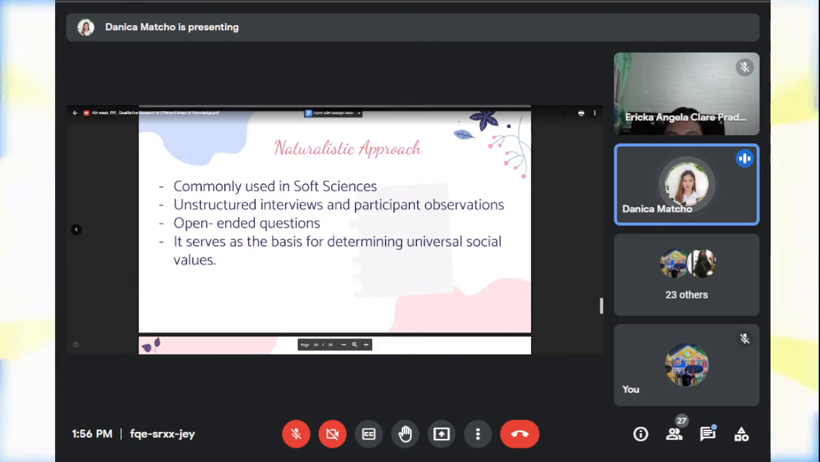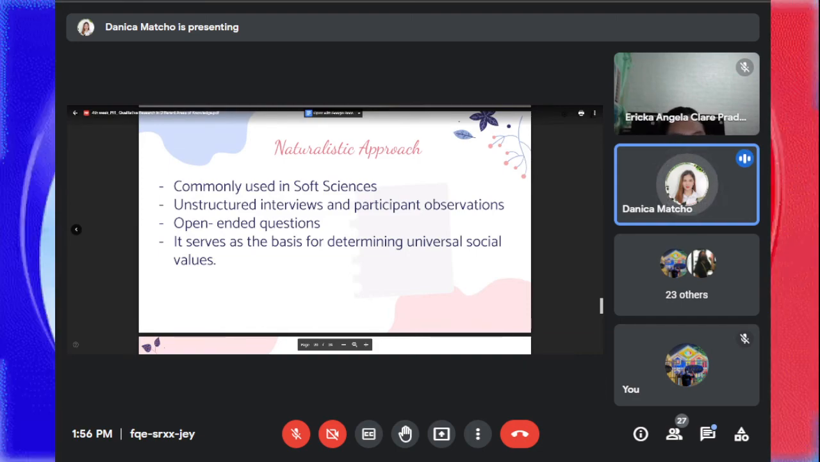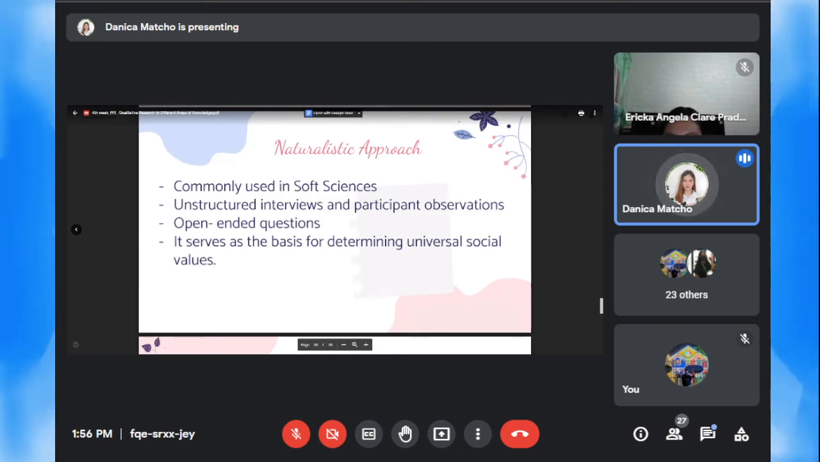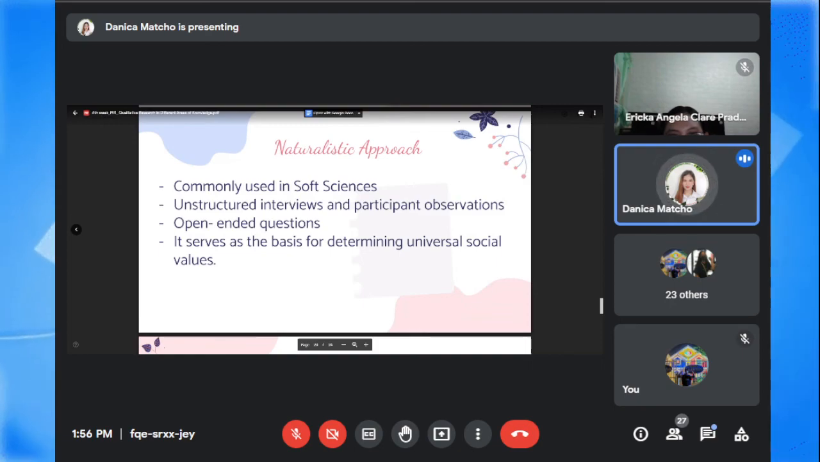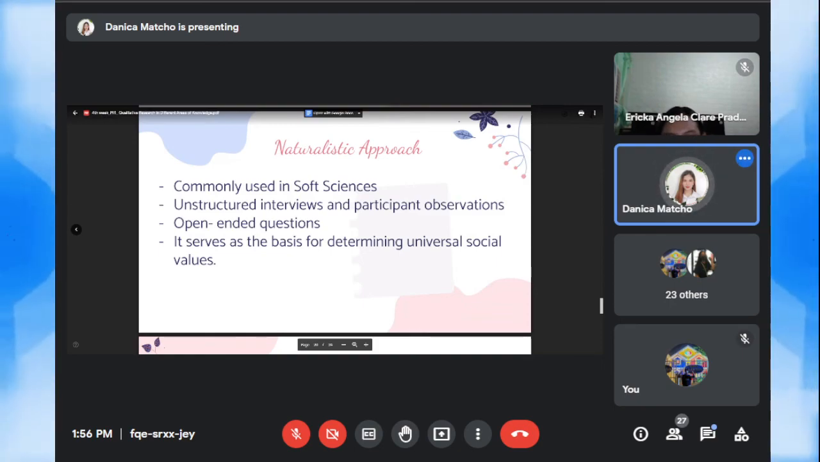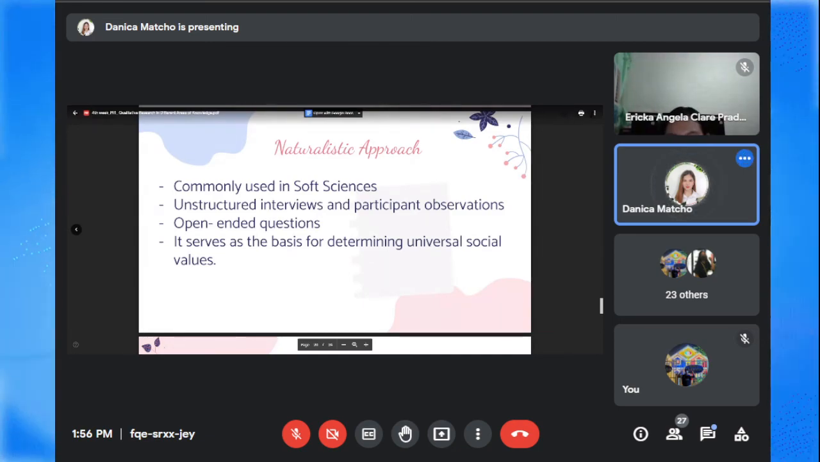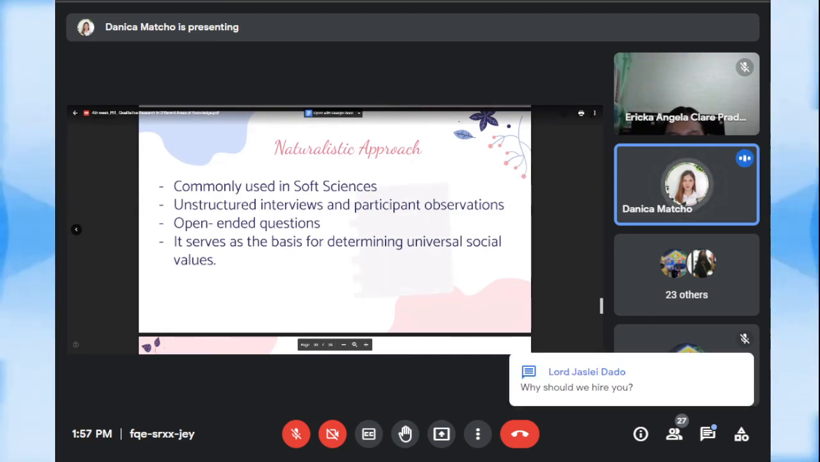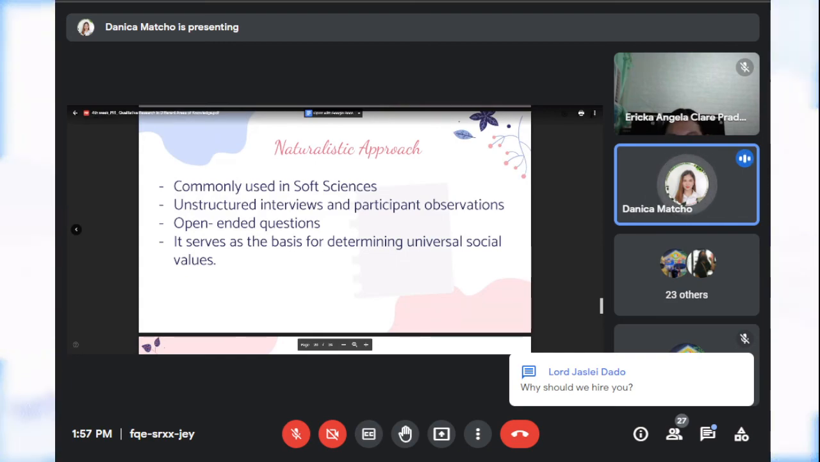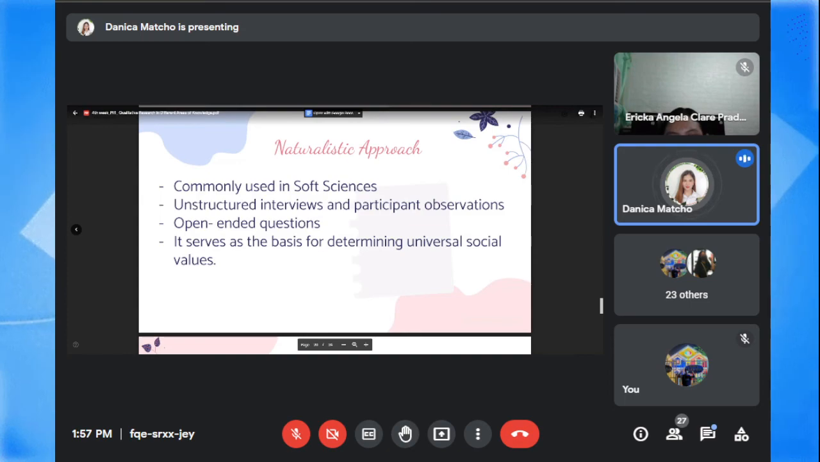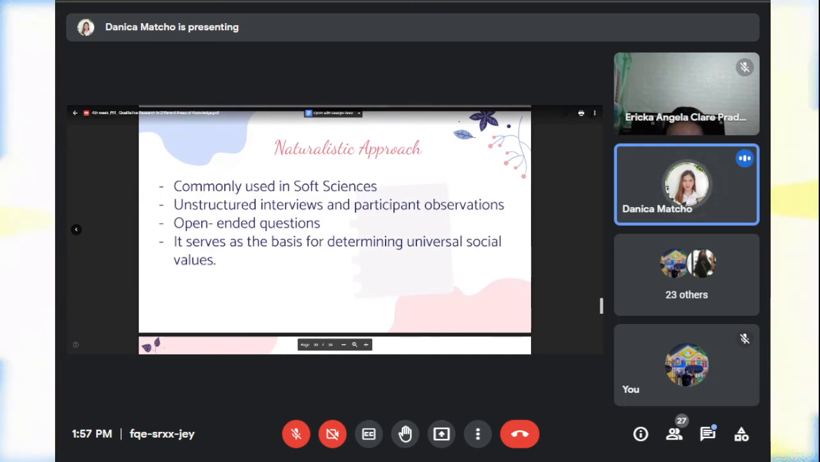So by asking why and how questions, like what I've said, you will be able to collect data that is based on their opinion, based on their feelings. Kasi kailangan nila i-explain, di ba? Kapag tinanong kayo, why is that your favorite color? So kailangan i-explain mo. How did you find that movie a great movie? Why should we hire you, di ba? By asking those questions, guys, you should be able to explain yourself. Okay? And that's why in naturalistic approach, we are using open-ended questions.